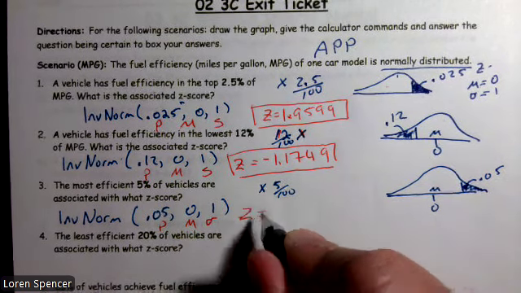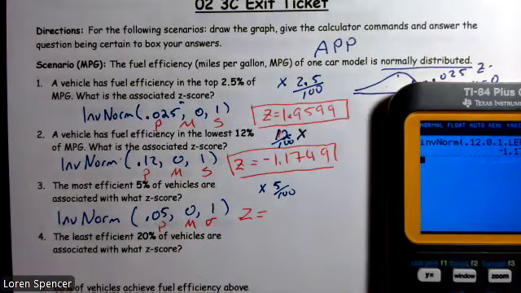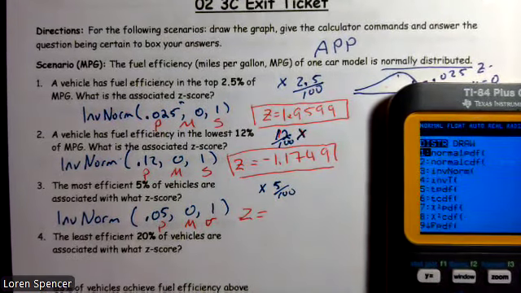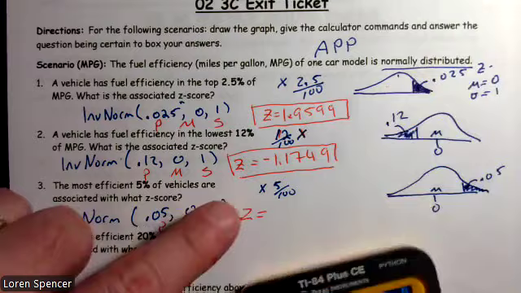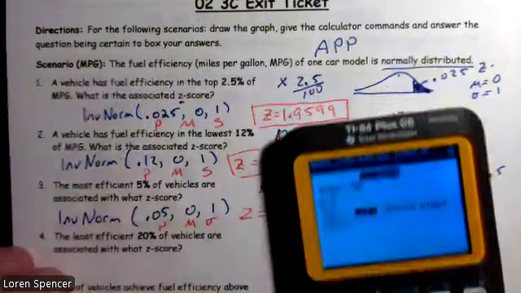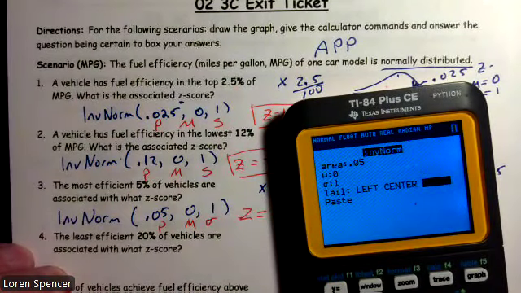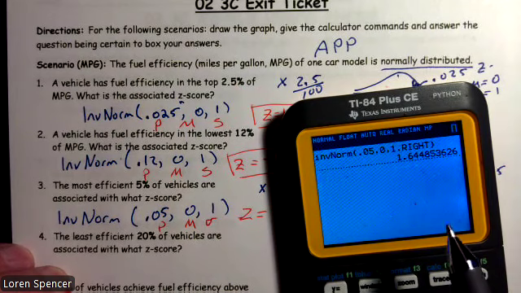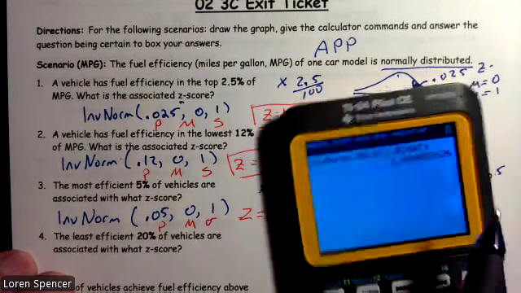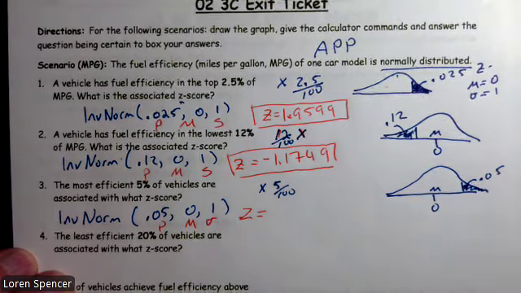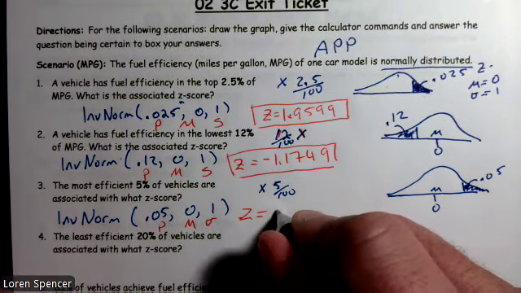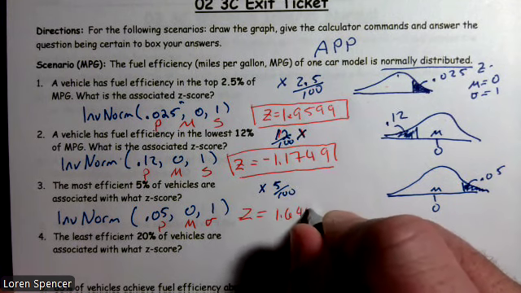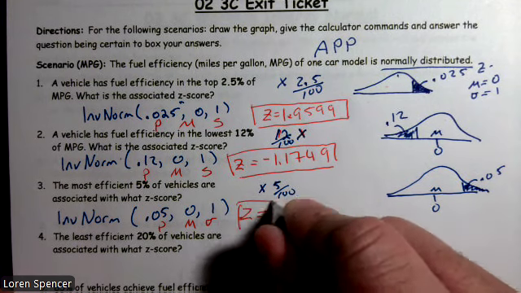So z-score equals second VARS, inverse norm, 0.05, mean is 0, standard deviation of 1. Now be careful, we're shading from the right. And we have 1.6448. And it makes sense that we're going to have a positive z-score because we're above the mean. So z equals 1.6448.